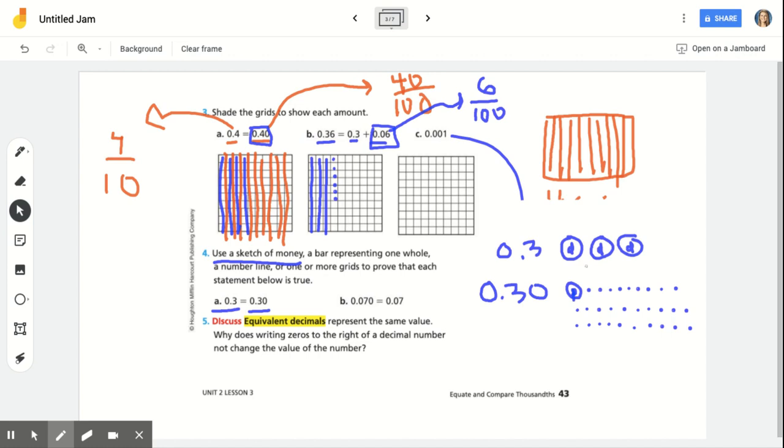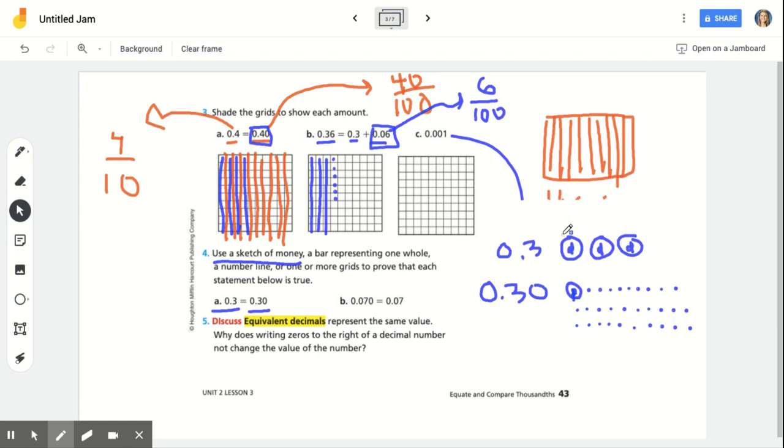Okay, let's say you go into a store and you want to purchase something that costs 30 cents and you hand the cashier 3 dimes. And let's say you go back the next day and you want to buy the same thing. And instead of handing them 3 dimes this day, you're going to hand them 30 pennies. Does that work? Is that equal to each other? Yes.